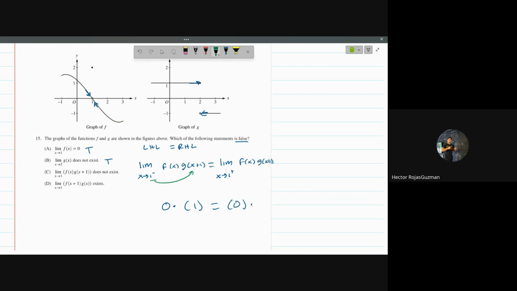The limit as you approach g of x plus 1, or in other words, 2 from the right side, -1. So this right here becomes 0 is equal to 0, and that's actually true. The left-hand limit and the right-hand limit are the same. So the limit does exist. This one is false. That's your answer. You can use this same logic, this same strategy for D, and you're going to see that you get two different limits. All right, I leave that to you.